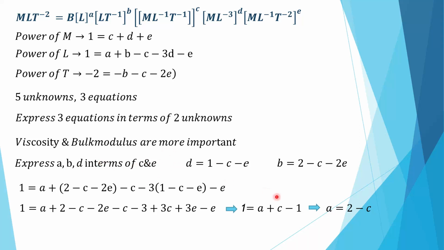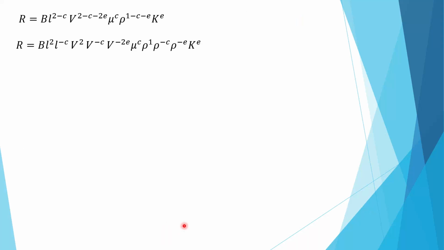Now we'll substitute the value of A, B, D in the resistance force equation, keeping C and E power as C and E. The value of A 2 minus C, B 2 minus C minus 2E, C keep as it is, D 1 minus C minus E, keep E as it is. Now we'll reshuffle the terms. First we can write here L square into L power minus C, V square, V power minus C, V power minus 2E, rho power 1, rho power minus C, rho power minus E, and K power E.